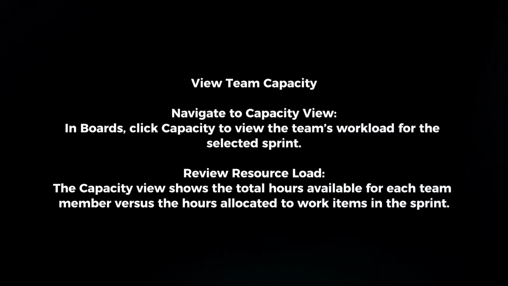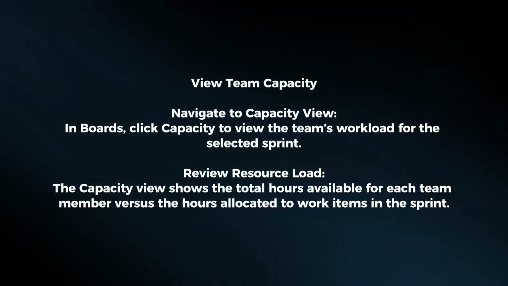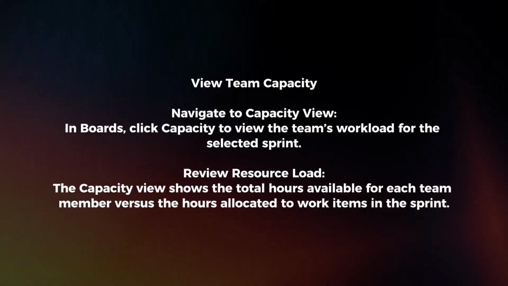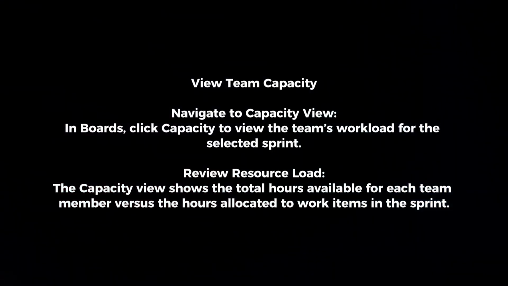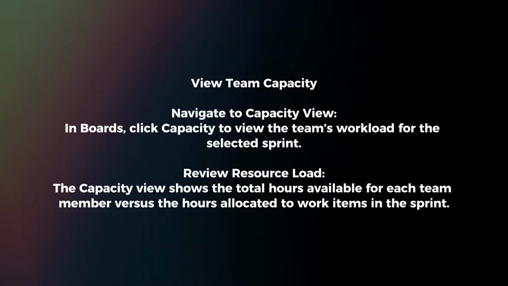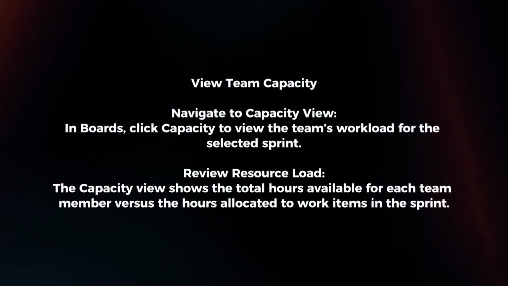View Team Capacity. Navigate to Capacity View. In Boards, click Capacity to view the team's workload for the selected sprint. Review Resource Load. The capacity view shows the total hours available for each team member versus the hours allocated to work items in the sprint.